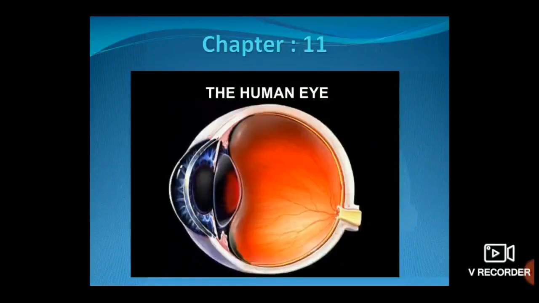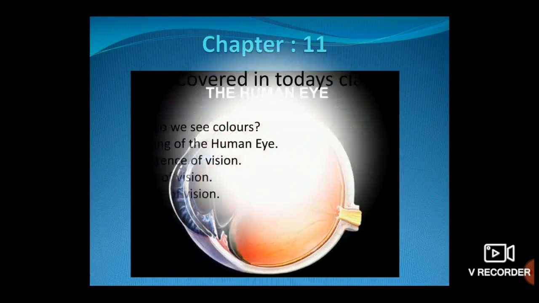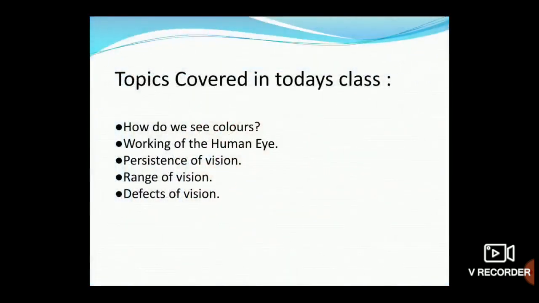In the last class we have studied about introduction to human eye, its structure and blind spot. Today we are going to discuss about the colors that we see, working of human eye, persistence of vision, range of vision, power of accommodation, defects of vision, that is myopia, hypermetropia and cataract.